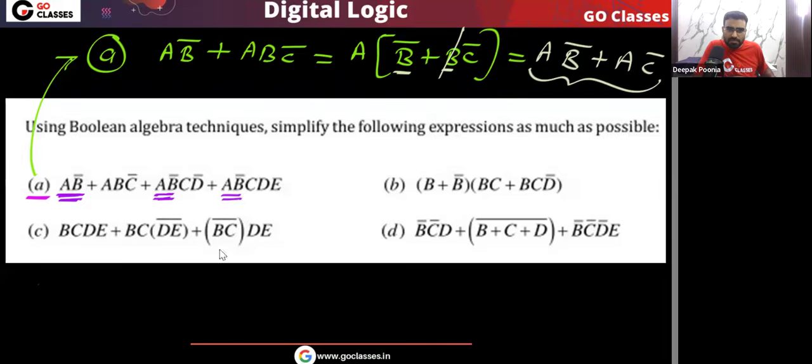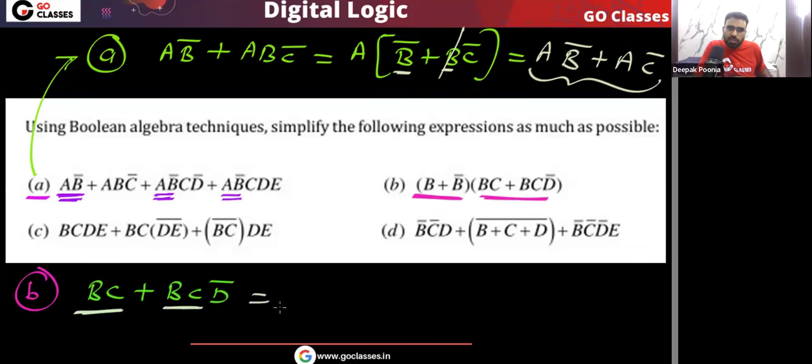Now let's see option B. For option B, you can see B or B bar, that is 1. 1 and alpha will be equal to alpha. So very simple, only this is remaining, BC or BCD bar. Now here you can notice we have BC here, BC here. You can apply the absorption rule. This will become BC, very simple. So that's it. This is option B.